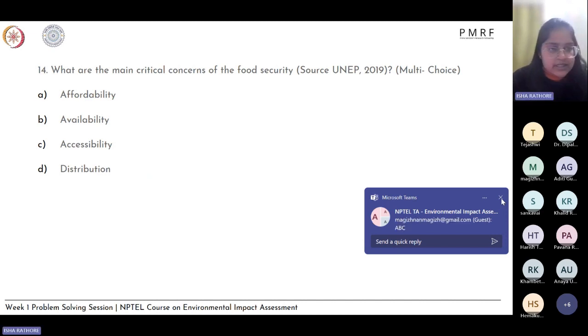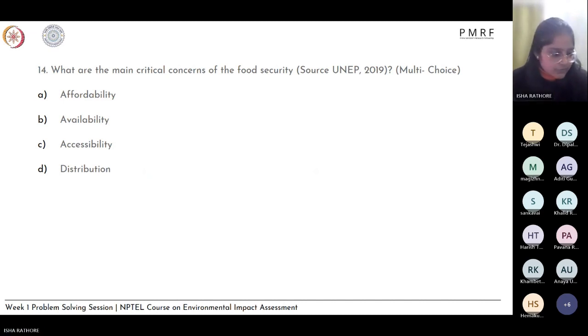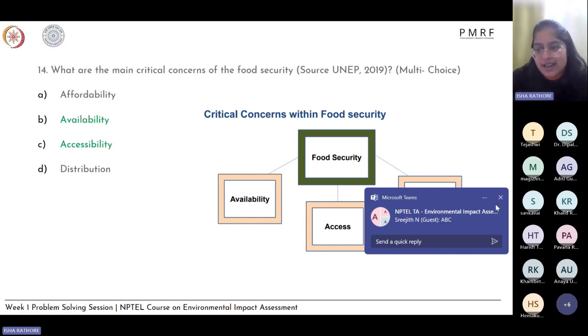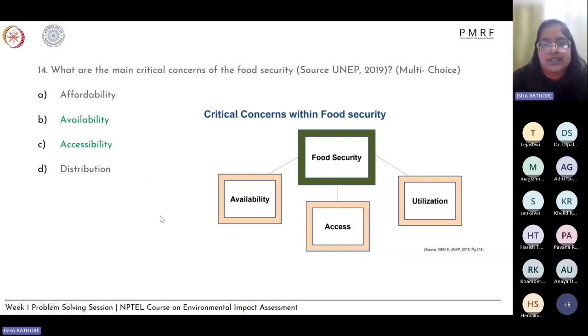Okay, so everybody is saying A, B, and C now. So the correct answer is B and C. So critical concerns within food security as defined by the United Nations Environment Programme deal with three things, three critical concerns, which are the availability of food, access to food, and the utilization of food. So availability and access are the critical concerns defined by the United Nations Environment Programme in the given options. So B and C is the correct answer.